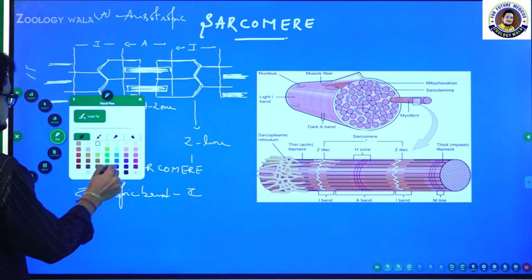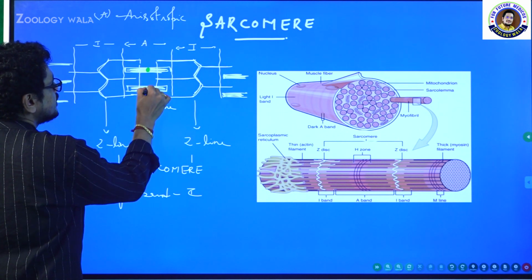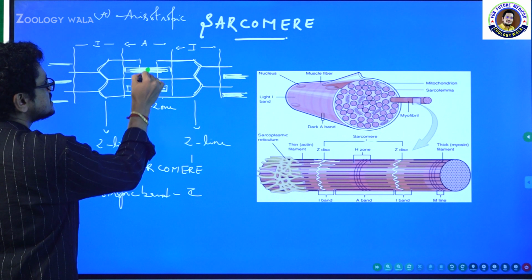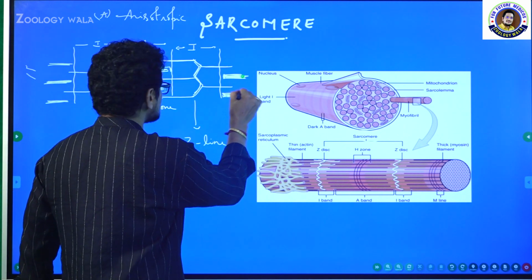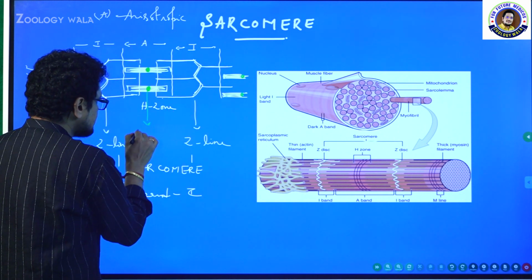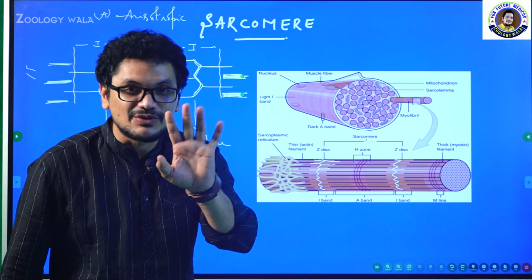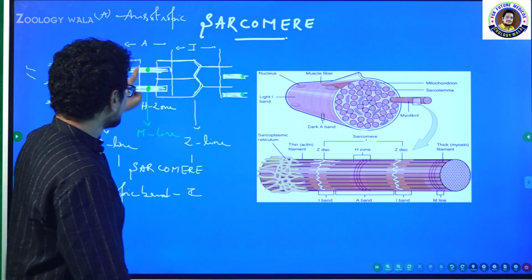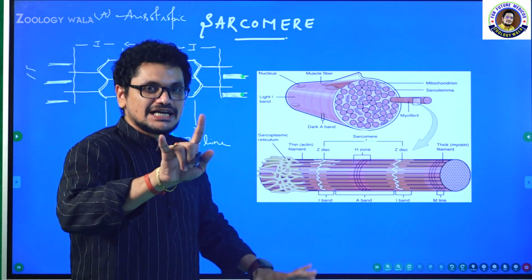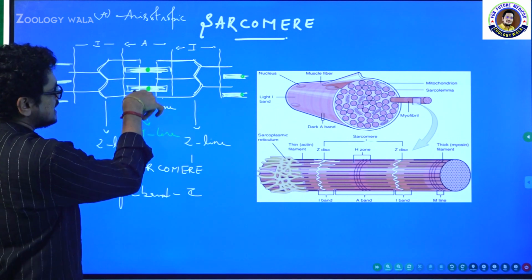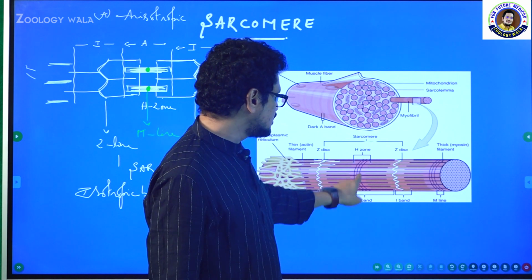And now, in the center of the H zone, there is a fibrous membrane. Proteins are present in the center like this, and these proteins in the center of the H zone form the M line. M does not mean middle, another secret. Z is not zigzag. In the center of the H zone, the M line is present.